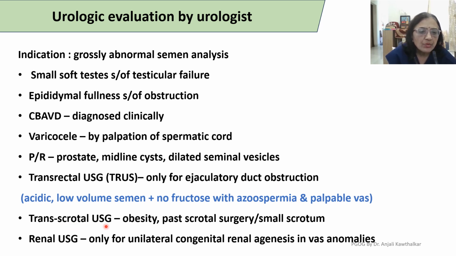Transscrotal ultrasonography is also done with specific indications only: when there is obesity, or a past scrotal surgery has been done, or on examination there is a small tight scrotum. Only then do we proceed with transscrotal ultrasonography. Renal ultrasonography is indicated whenever there is a congenital absence of vas deferens, to rule out congenital renal agenesis, especially unilateral congenital renal agenesis.